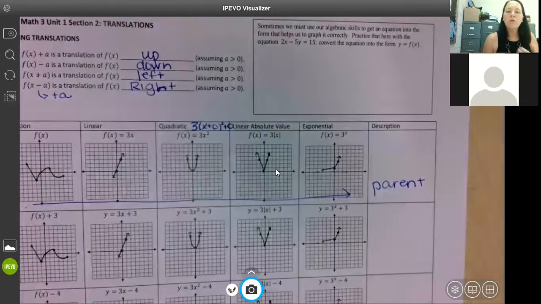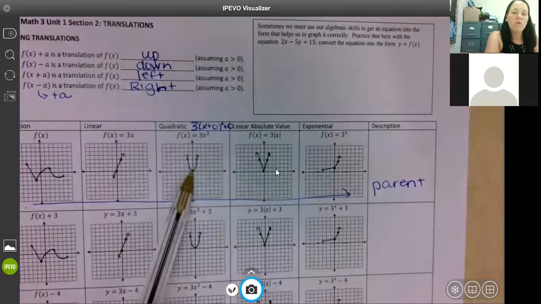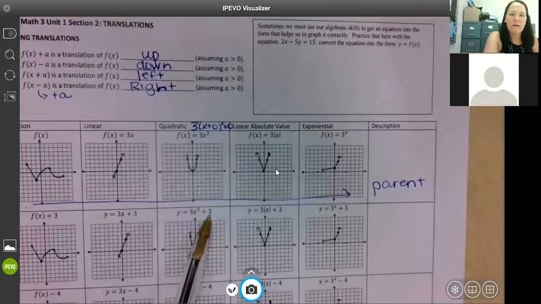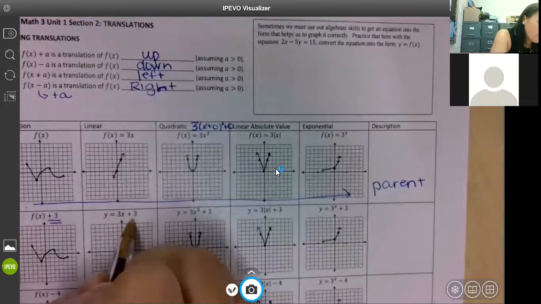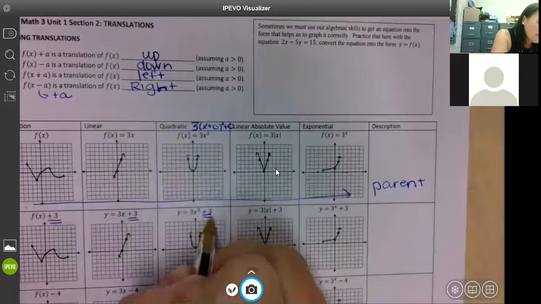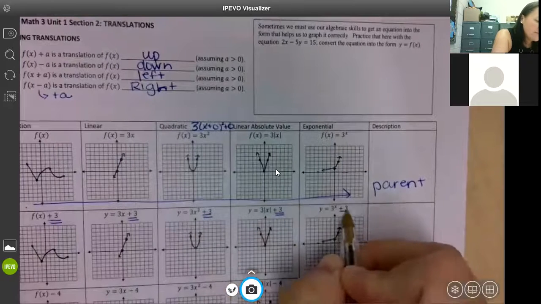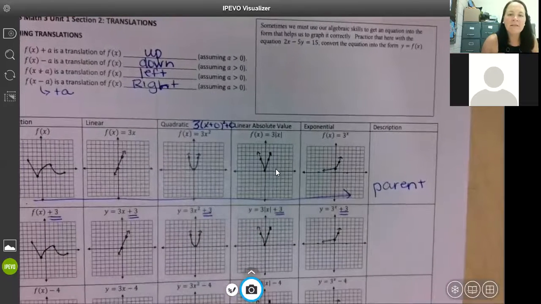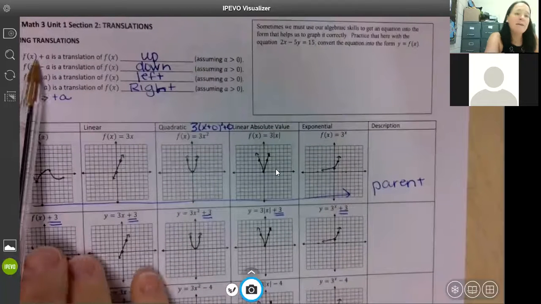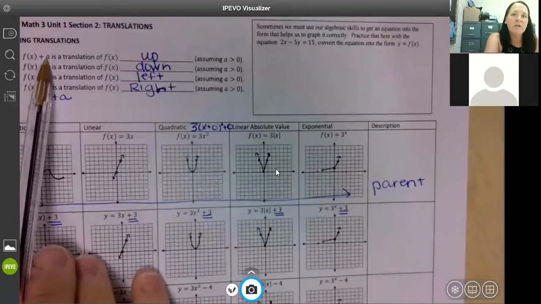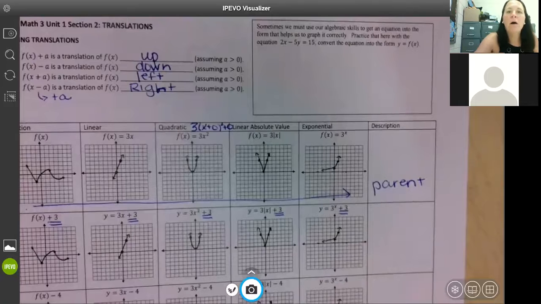Now what we're going to do is put new numbers in there, and you're going to tell how it changes that parent graph. So how did this U shape move? What happens when I add 3 to the end? So you guys see that all of these are adding 3 to the end. Nothing else. Nothing's happening with that x. So if they're all add 3 to the end, up here it says if you add to the end of the function, then you go up.